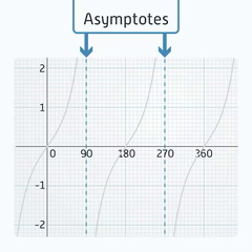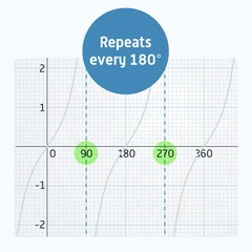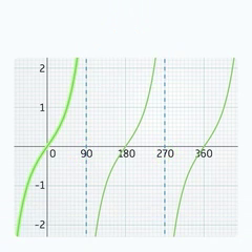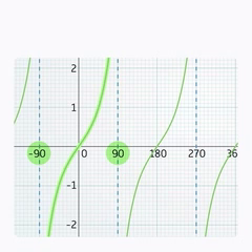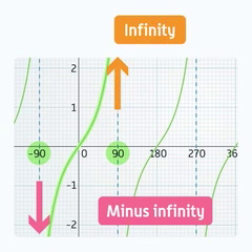The reason that the graph does not connect is because there are invisible lines called asymptotes that the graph can never touch but does get very close to. These asymptotes repeat every 180 degrees, meaning each separate graph only has a period of 180 degrees. If we take the first part that passes through the origin, it has asymptotes at -90 degrees and +90 degrees. So it extends downwards to -infinity as it approaches -90 degrees, passes through the origin, and then extends upwards to infinity as it approaches 90 degrees.